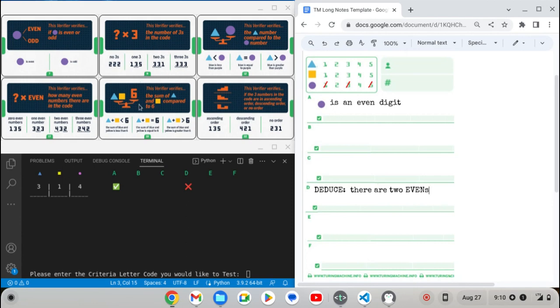Yeah, let's go ahead. I think that's probably the best option. So let's go ahead and test criteria card E. Okay, so yeah, it approves of the proposal. So the sum of my first two digits is in fact less than 6. So let's go ahead and type that up in our notes for section E, that triangle plus square should be less than 6.